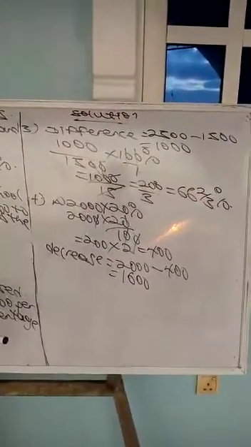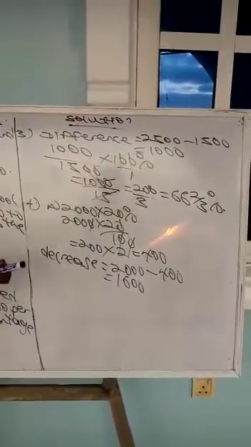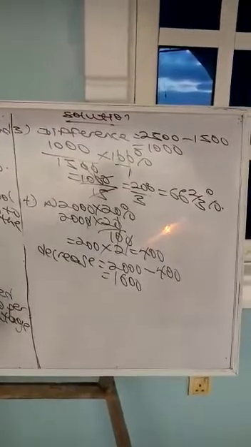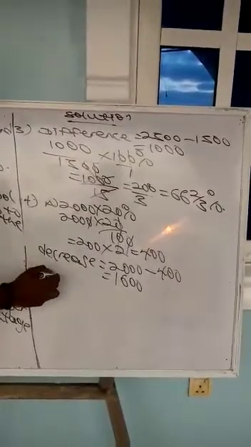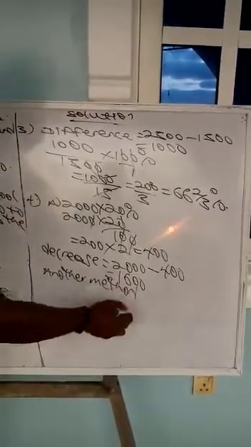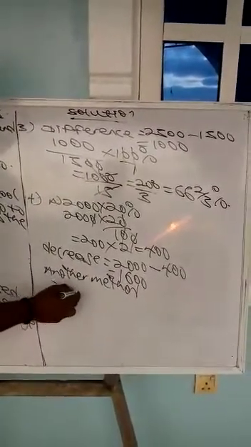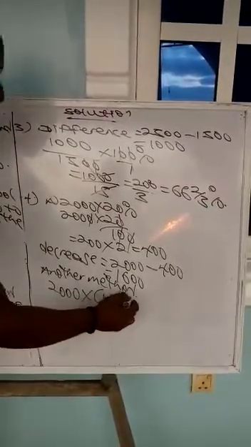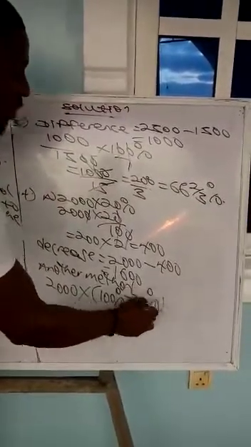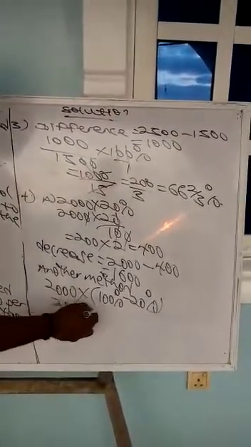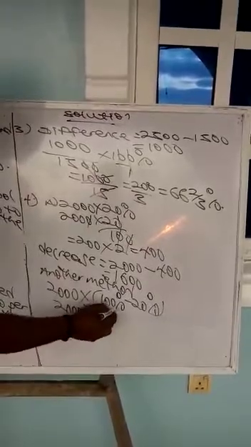So the difference between percentage increase and decrease: in increase you are adding to it, while in decrease you are reducing from it. Another method by which you can solve this work also is this. It's going to be 2000 times 100%, your original percent, minus the given percent, which is 20. That is going to give us 2000 times 80%.